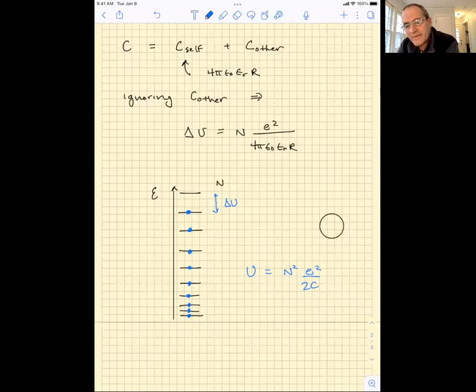And it turns out that there's a range of sizes over which these electrostatic energy levels are more important than the quantum energy levels that we would see if the dot were even smaller.